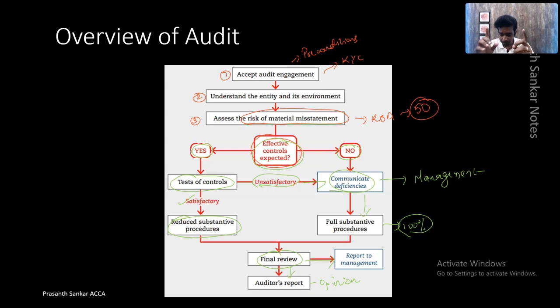But definitely, if you're going to test all 100 transactions, then you're going to do a full substantive procedure. You're going to test all of them. That's more work. That's the difference between reduced and full substantive procedures.